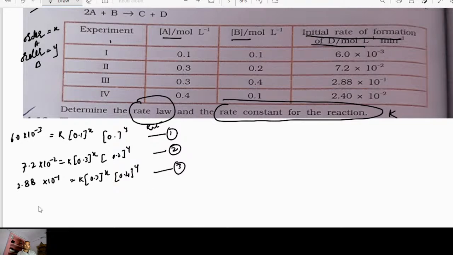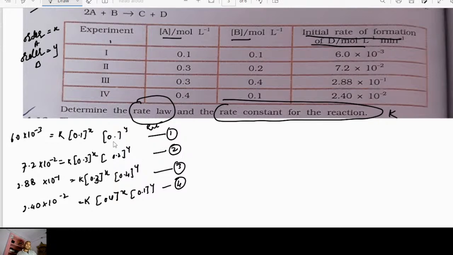Now the fourth case: 2.40 into 10 power minus 2 is equal to rate constant k times 0.4 power x and 0.1 power y. This is equation number 4. So we need to find the values of x and y, student. Then only we can do something.